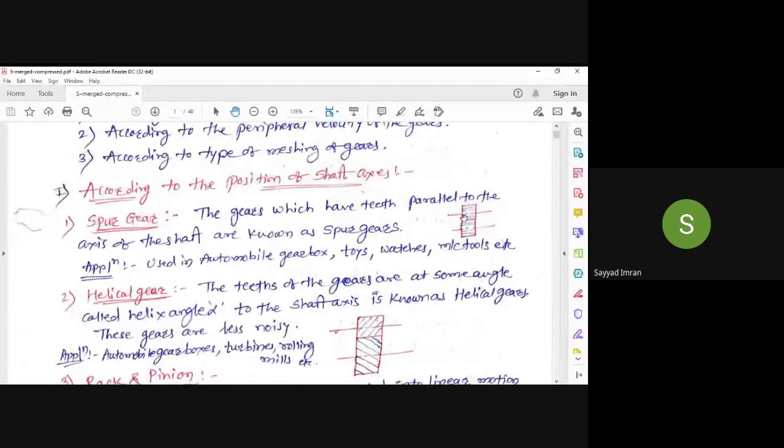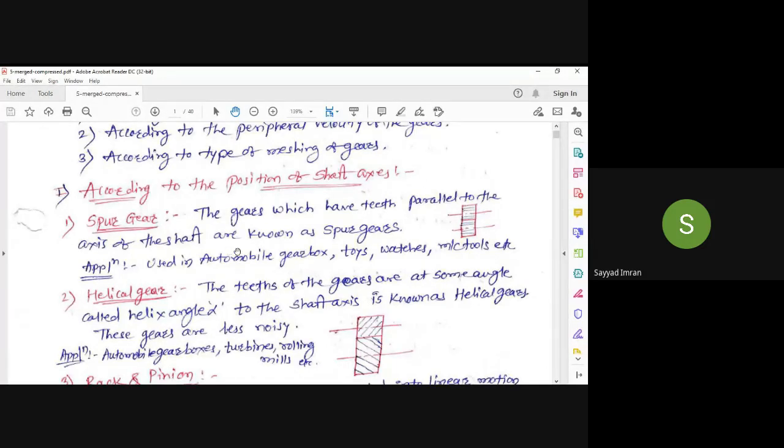If you see the schematic diagram I have drawn, this is one shaft axis and this is another shaft axis. Both the axes are parallel to each other. On one shaft there is one gear, and on another shaft there is another gear. I have shown parallel lines, these are the teeth on that gear. So gears which have teeth parallel to the axis of the shaft are known as spur gears.